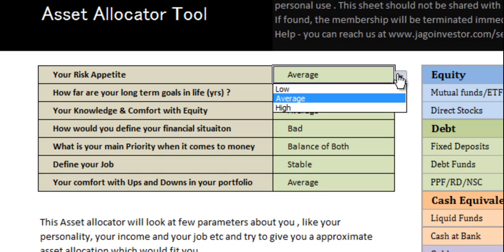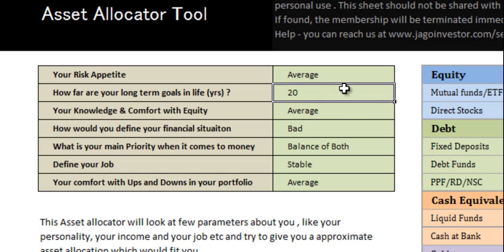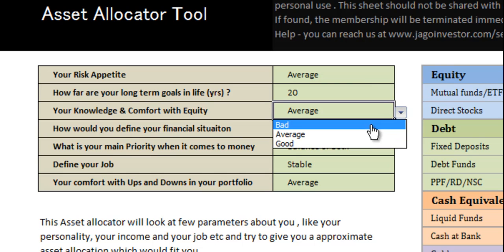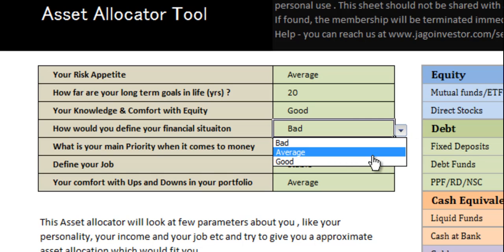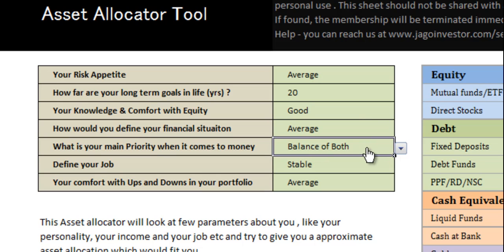Your risk appetite, let's say it is average. Then how far are your long-term goals? After how many years is your retirement? Let's say it is after 20 years. And then you have to put your knowledge and comfort with equity, that is stock market, mutual funds. If it is, say, good. And then how do you define your financial situation? Is it good, average, or bad? Let's say average.